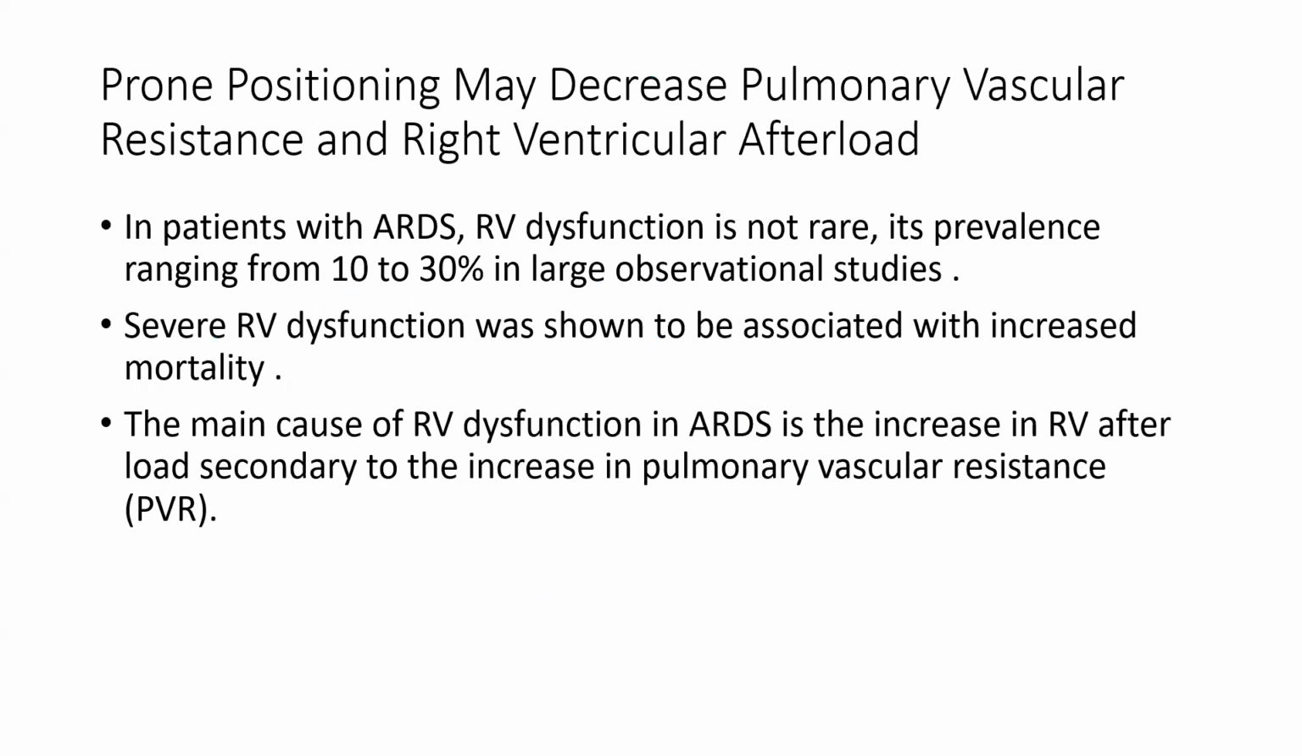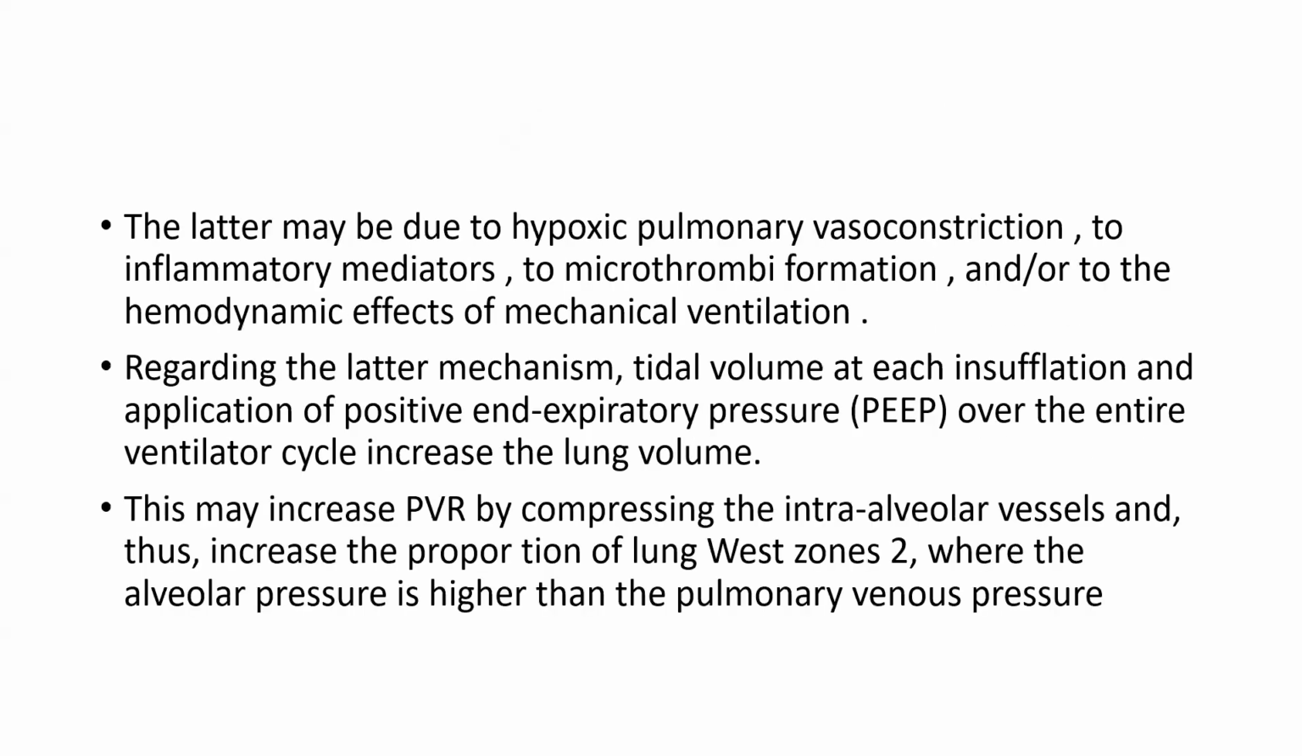Prone position may also decrease pulmonary vascular resistance and right ventricular afterload. Whenever the patient has ARDS, right ventricular dysfunction is not rare, and its prevalence ranges from 10 to 30% in large observational studies. Severe RV dysfunction was shown to be associated with increased mortality. What is the main cause of RV dysfunction? The main cause is an increase in right ventricular afterload secondary to an increase in pulmonary vascular resistance. Why is there an increase in pulmonary vascular resistance?